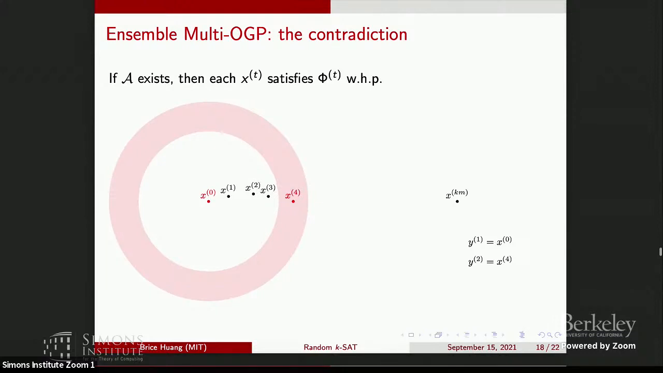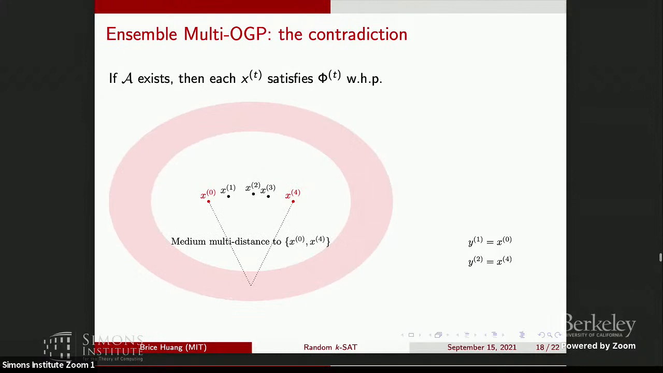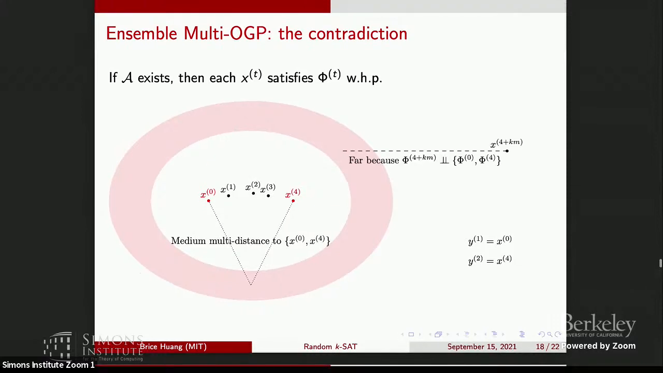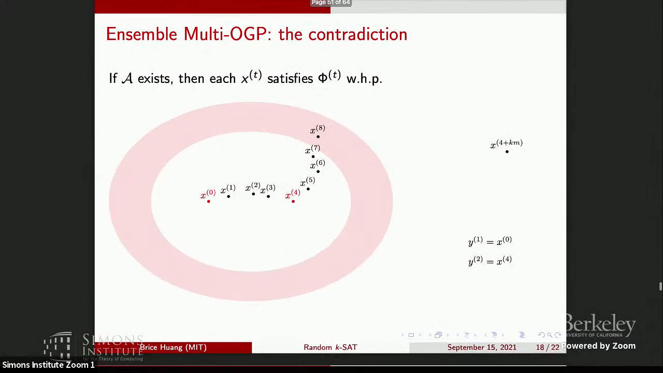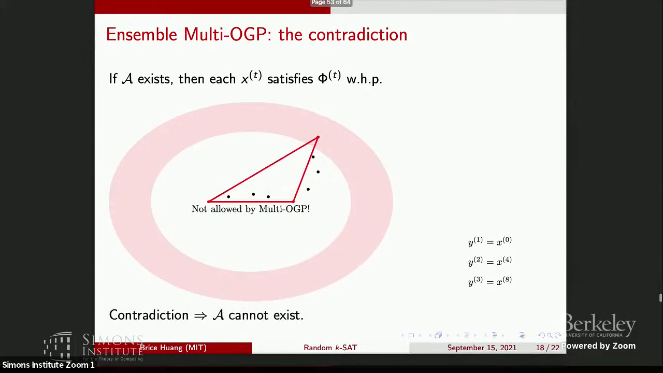And now we consider the new moat of assignments at medium multi-distance from the pair y1, y2, which is x0, x4. Again, if we look km steps ahead, we get an assignment that's outside the moat by independence. So now if we follow the x's by the same argument, we'll eventually land in the moat. We call that assignment y3, and so on and so forth. This procedure will construct a copy of the structure that was forbidden on the previous slide. And because of this contradiction, the algorithm A cannot exist.